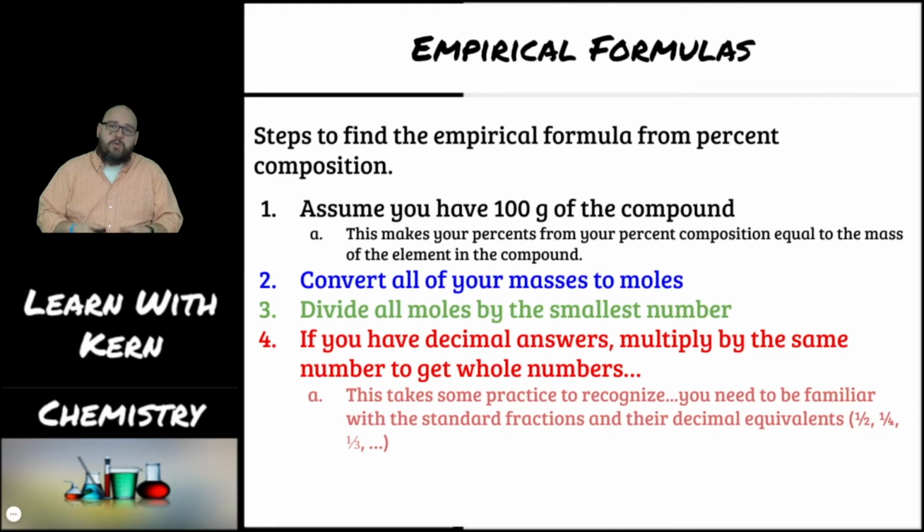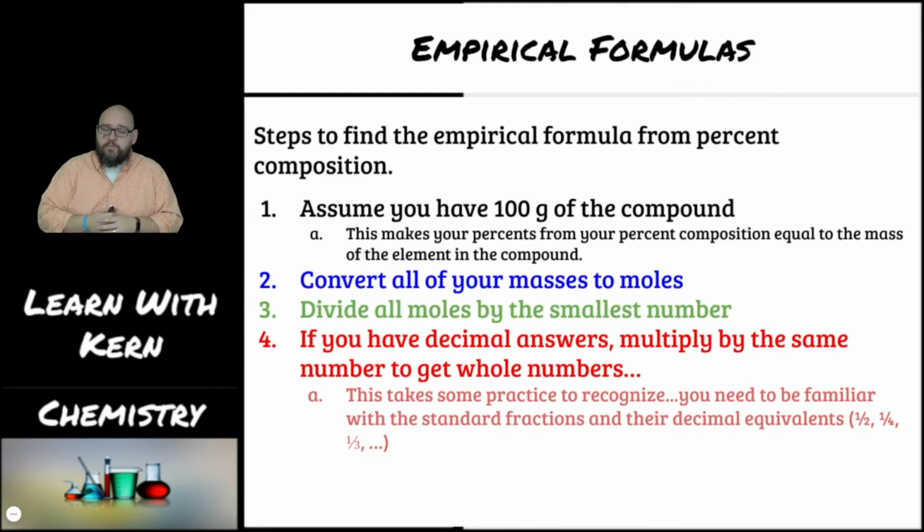So you need to be familiar with those standard fractions, like a half and a third and a fourth. 1/2 is 0.5, so if you end up with 0.5, you know you're going to be multiplying things by 2. If you end up with 0.333, you know that's 1/3, so you're going to multiply everything by 3. If you end up with 0.25, that's 1/4, so you're going to multiply everything by 4. So you have to be familiar with those standard fractions. Sometimes it's going to be really close to a whole number, like 1.999, and then you just round it up to 2. And that's okay.